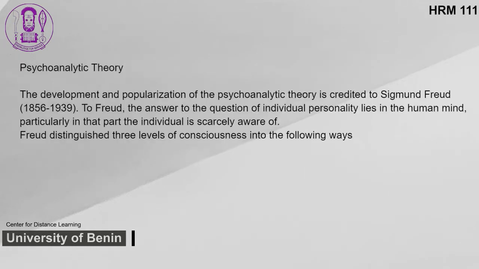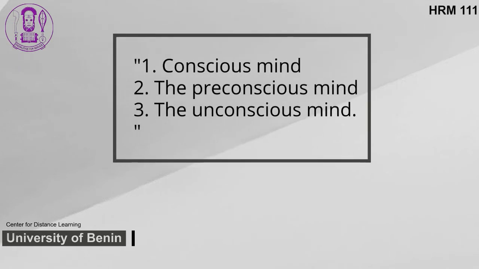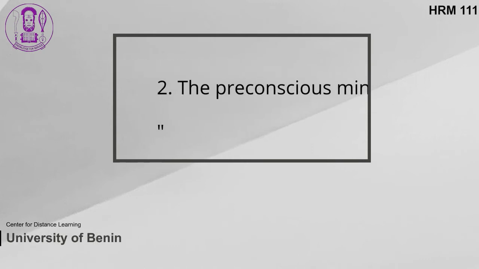Psychoanalytic theory. The development and popularization of the psychoanalytic theory are credited to Sigmund Freud (1856 to 1939). To Freud, the answer to the question of individual personality lies in the human mind, particularly in that part the individual is scarcely aware of. Freud distinguished three levels of consciousness in the following ways: 1. The conscious mind, 2. The preconscious mind, 3. The unconscious mind.